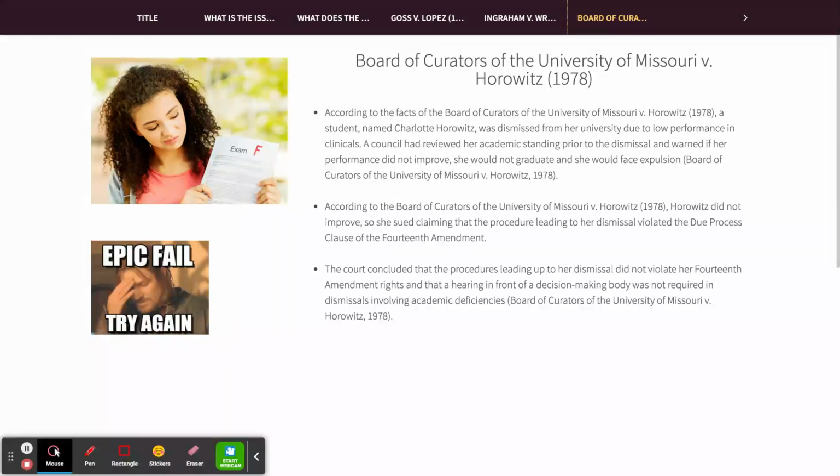So according to this case, Horowitz did not improve, so she sued, claiming that the procedure leading to her dismissal violated the due process clause of the 14th Amendment. The court concluded that the procedures leading up to her dismissal did not violate her 14th Amendment rights and that a hearing in front of a decision-making body was not required in dismissals involving academic deficiencies.